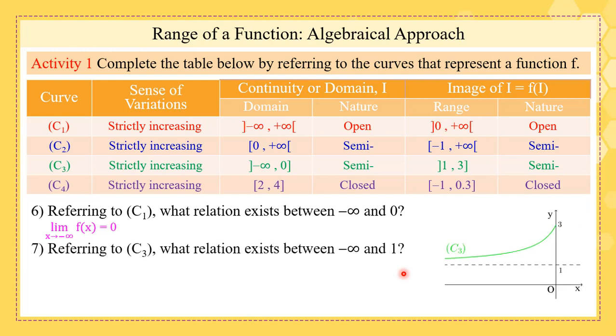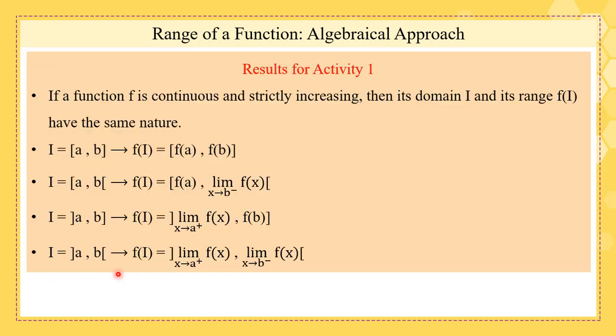Now let's refer to curve 3. This is curve 3. What relation exists between -infinity and 1? This is -infinity and this is 1. We can also say that we just put a limit, and the limit of f of x as x tends to -infinity is 1. So try to make a certain conclusion from here.